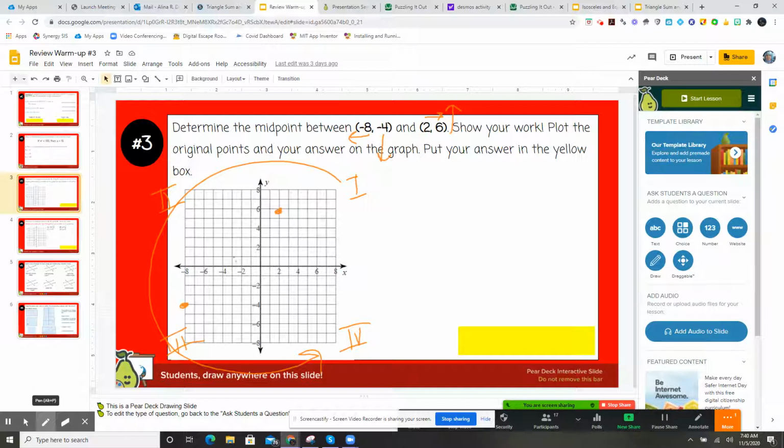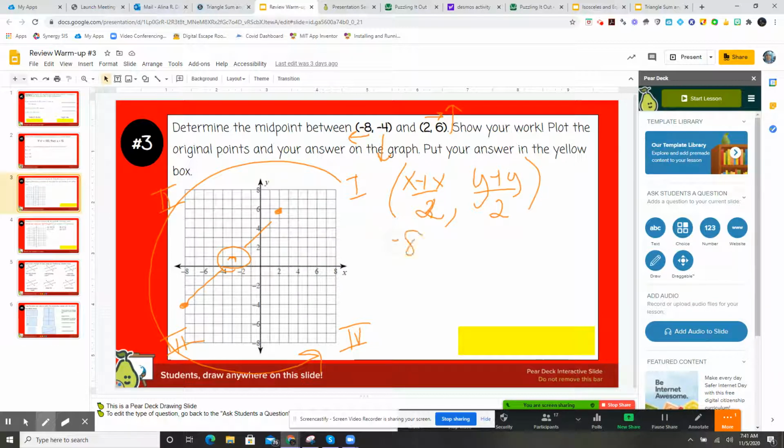My midpoint is going to be somewhere in here, I think, right? Midpoint between those two endpoints. So just want to make sure I've read it correctly. Plot the original points and then answer, and then put your answer in the yellow box. So I'm going to find the average. X plus X divided by 2, and Y plus Y divided by 2. That's a 2, by the way, not a 3.